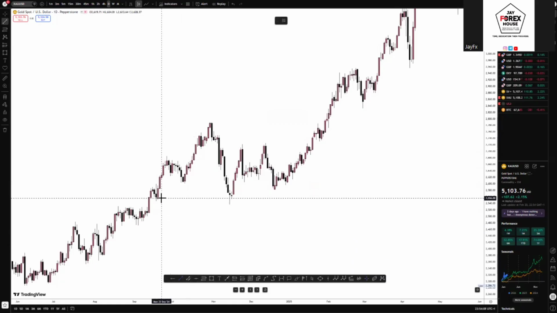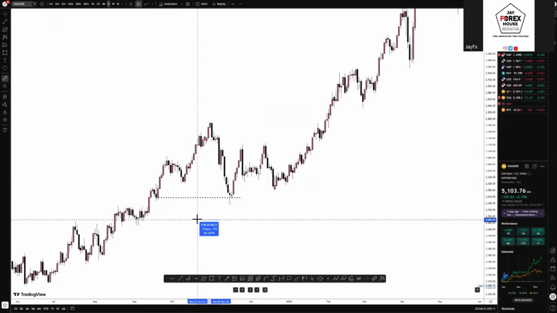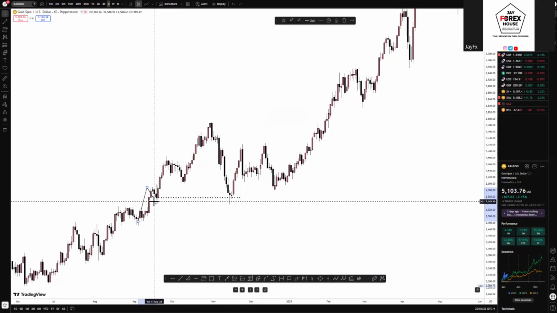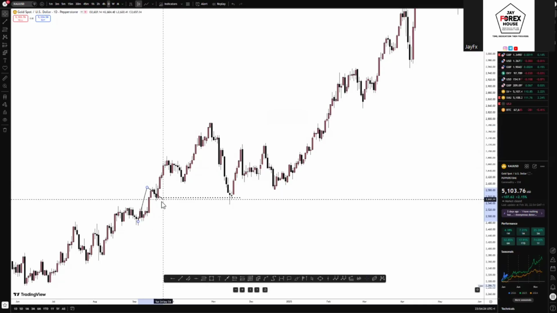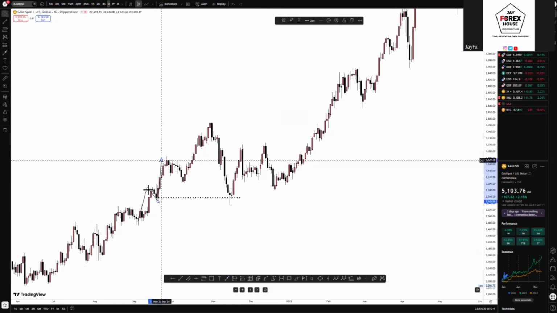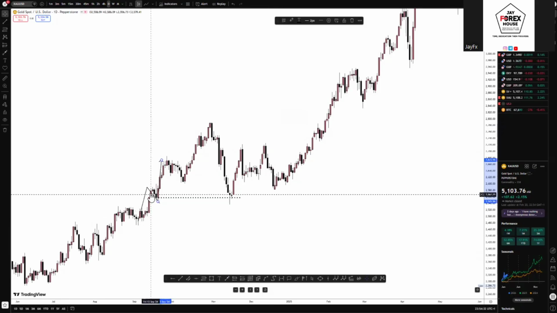Like what we have here, this is a support zone, but at the same time, it's formed at a different point. We have a rally, a base, and another rally. So this is shown as a rally, base, rally using supply and demand.